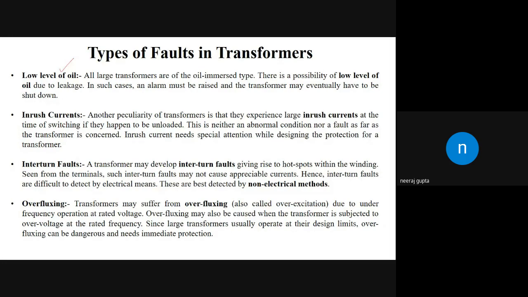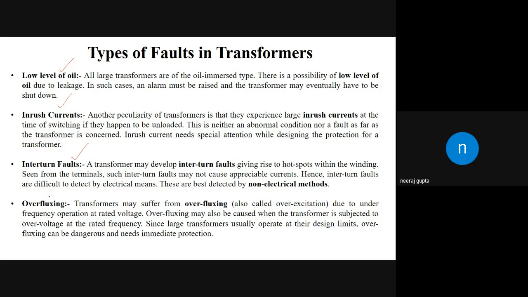All transformers are mostly oil immersed, so there is a possibility of a low level of oil in the transformer. Then we have the inrush current. Another issue with the transformer is that it experiences a large value of inrush current during switching, which we can discuss later. It is not a fault but a normal condition, and we can also develop a relay based on that. Then we have the interturn fault. The transformer may develop an interturn fault, giving rise to hot spots within the winding. It is very difficult to detect an interturn fault by non-electrical means, so we have to detect it by electrical means.